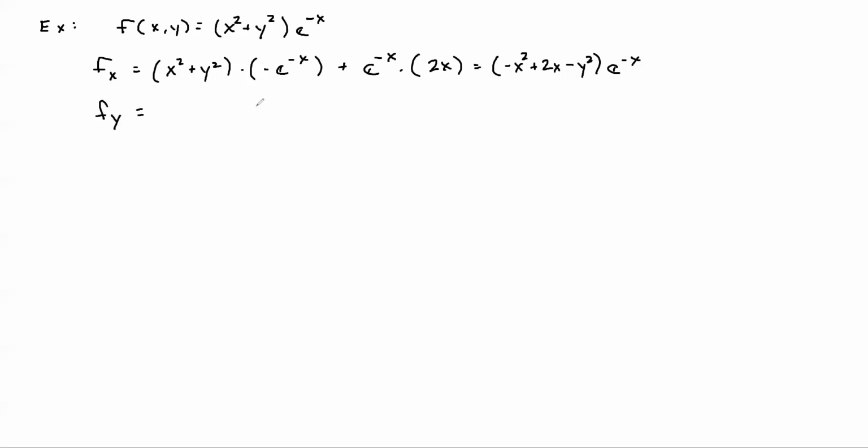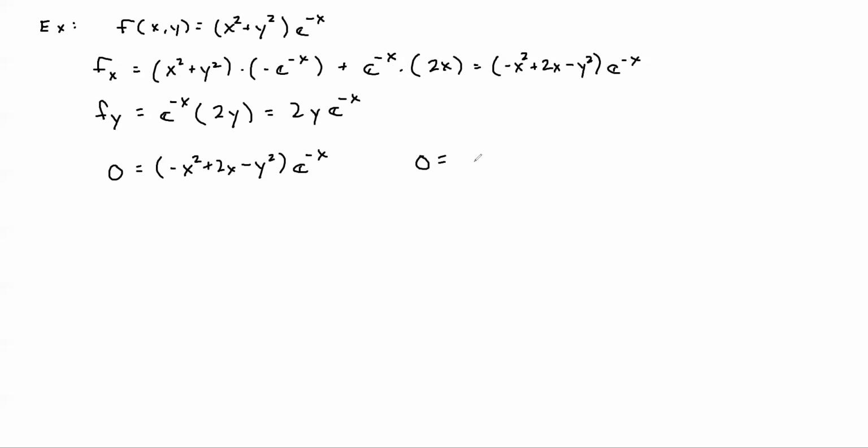Partial with respect to y. No need for product rule, so x is treated as constant, so this e to the negative x, the whole thing is just treated as a constant. And then we just differentiate the x squared plus y squared with respect to y, and we get 2y. So we get 2y e to the negative x. All right, so set those both equal to 0. So we're going to get 0 equals negative x squared plus 2x minus y squared, times e to the negative x. And let's do them next to each other. 0 equals 2y e to the negative x.